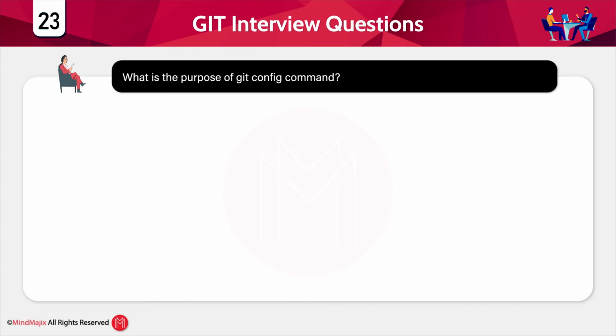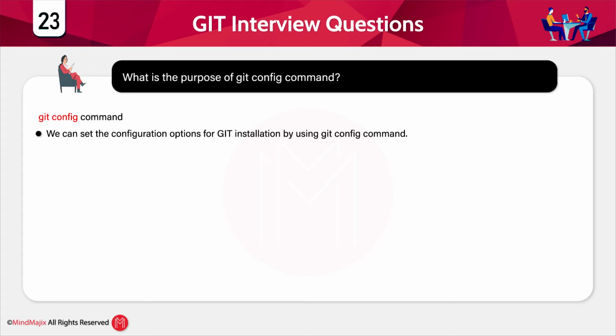What is the purpose of the git config command? In order to configure our remote repository with the local repository, so that we can perform push operations, right? We can set the configuration for a Git installation by using the git config command.